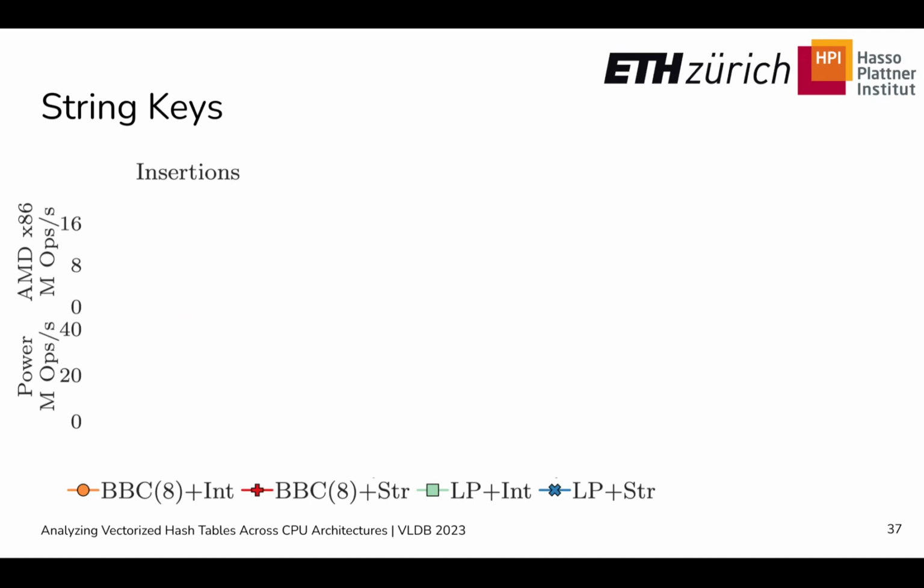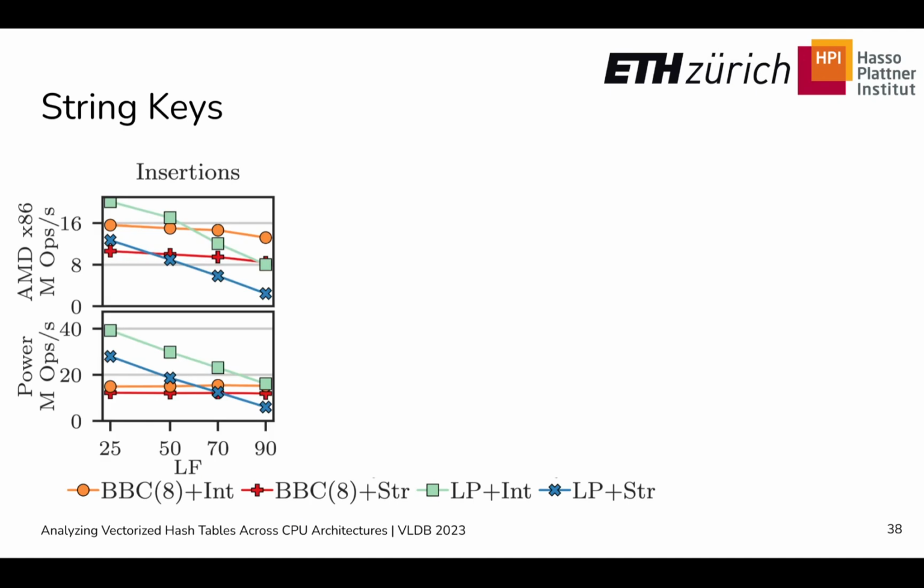And a second benchmark that is particularly interesting is string keys. So here we consider AMD and Power, and you will find in the red colors bucket-based comparison, in the blue colors linear probing, for integer keys and for string keys. And let's start with insertions again. It's a similar pattern: performance of course gets worse for the scalar schemes as the load factor increases. And also you find that integer performance, for a fixed hash table, is better than string performance, because we don't have to do any string comparison.